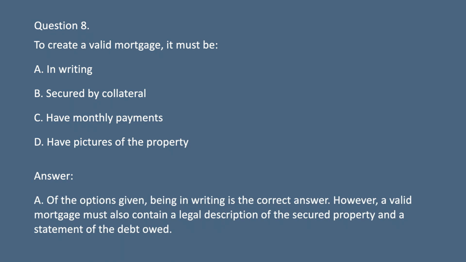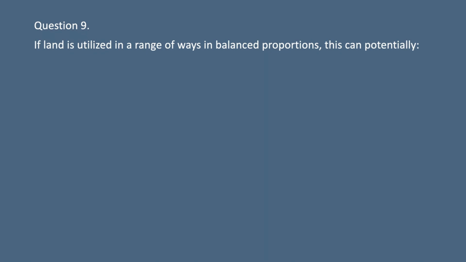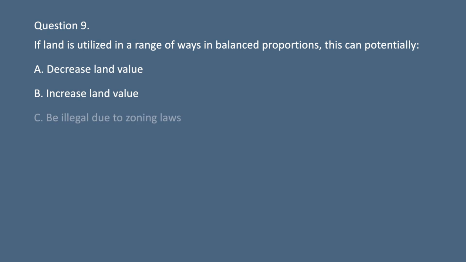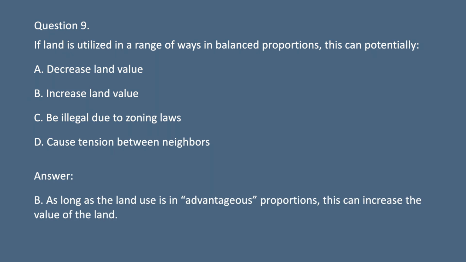Question 9. If land is utilized in a range of ways in balanced proportions, this can potentially A. Decrease land value. B. Increase land value. C. Be illegal due to zoning laws. D. Cause tension between neighbors. Answer. B. As long as the land use is in advantageous proportions, this can increase the value of the land.